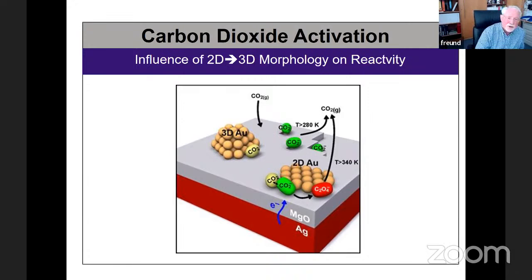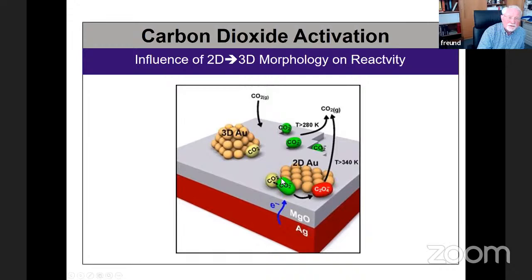And we should then, if you think about it, since the 3D gold particle doesn't have the electron transfer, while the 2D particle has the electron transfer, the 2D particle should be the obvious one to actually induce reactivity at the rim.